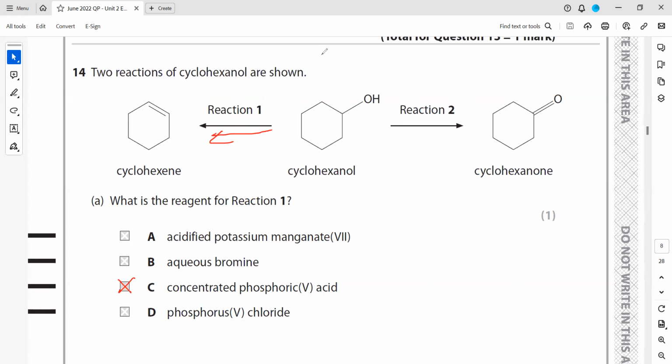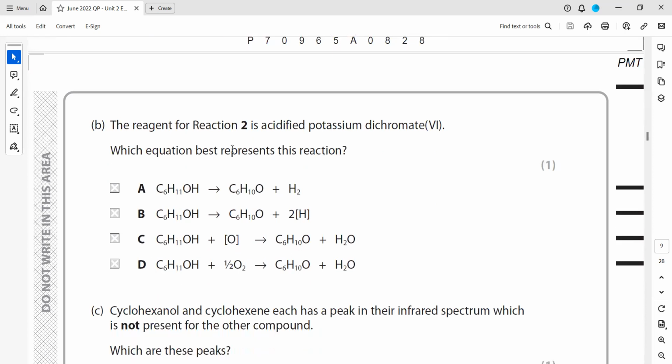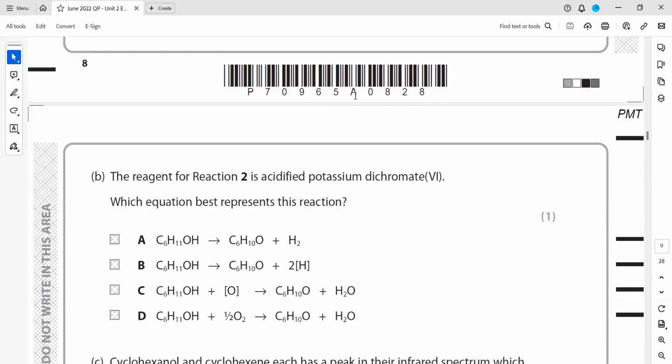And in reaction 2, we are converting alcohol into ketone. So we need an oxidizing agent. In that case, we need acidified potassium dichromate, which is an oxidizing agent.